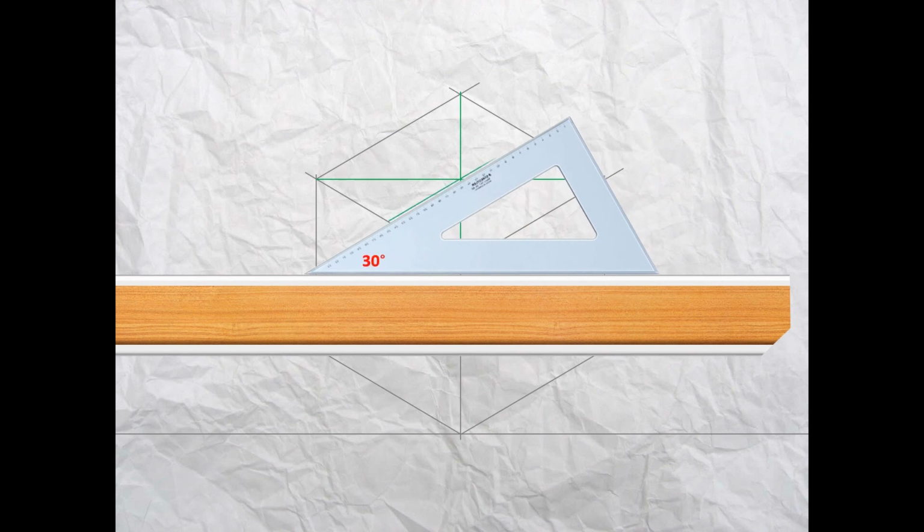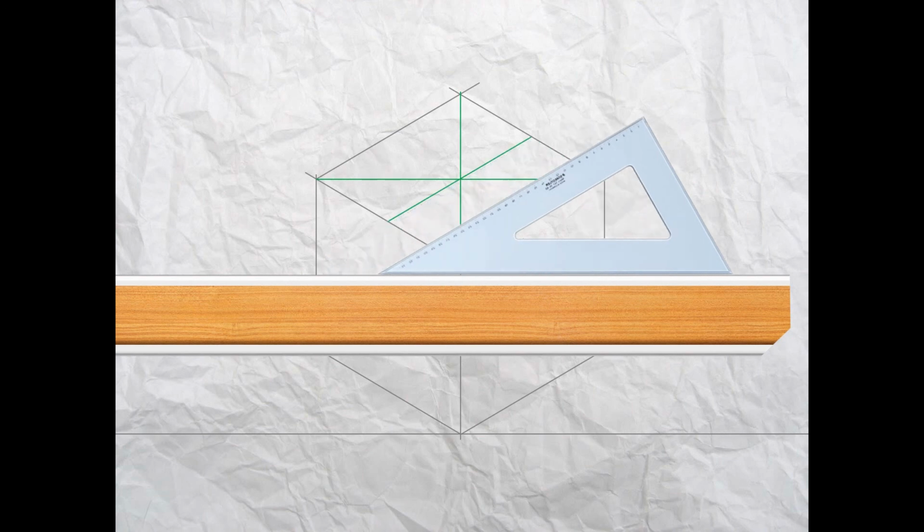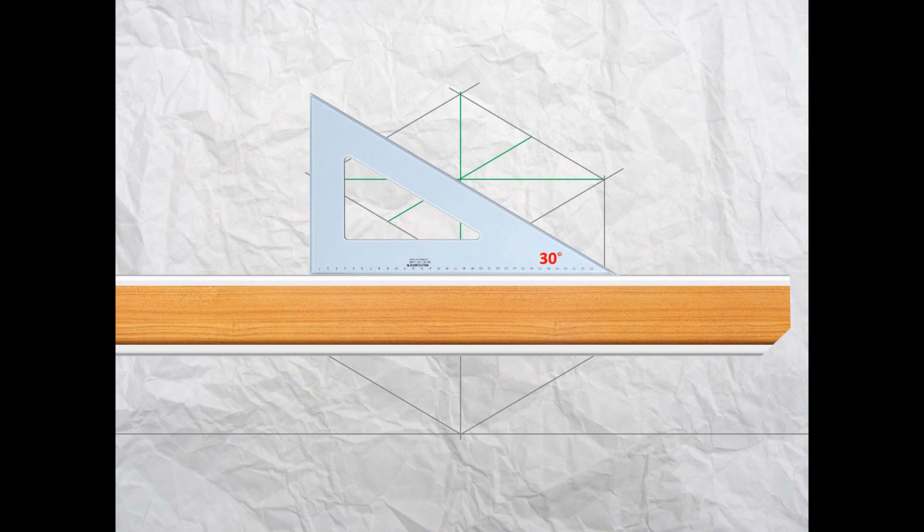Now, as we all know, the next instruction would be to take our 30-degree set square and project a line through the intersection of those two lines. And again, turning our set square around, again at 30 degrees, projecting another line through that intersection.